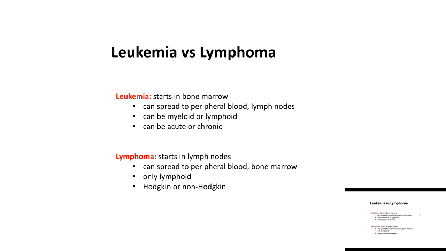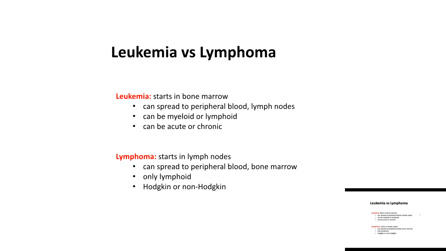As I've already mentioned, even though the population of tumor cells may be similar in the lymphoid leukemia and the lymphoid lymphomas, the criteria that we use to differentiate between a lymphoma and a leukemia is where did the tumor originate. If the tumor originates in the bone marrow, we call it leukemia. This can either be myeloid or lymphoid. It can either be acute or chronic.